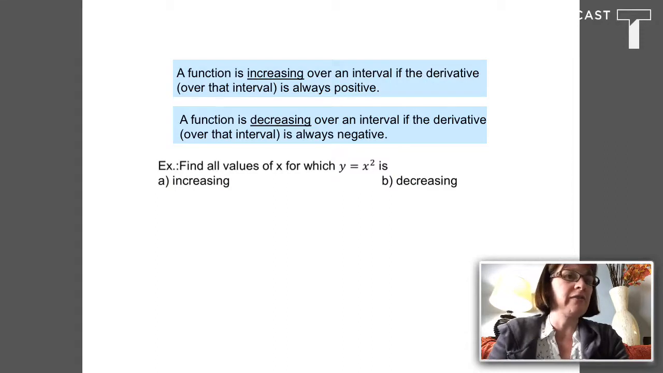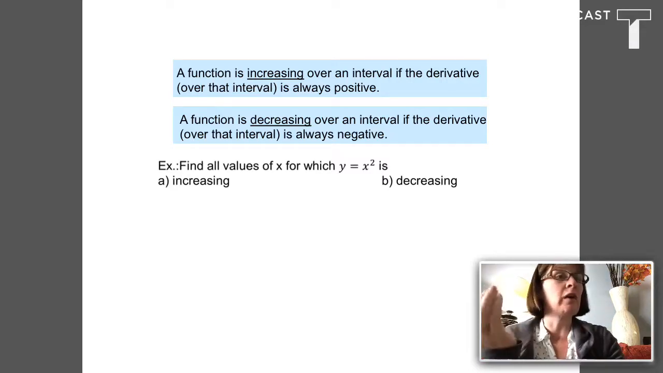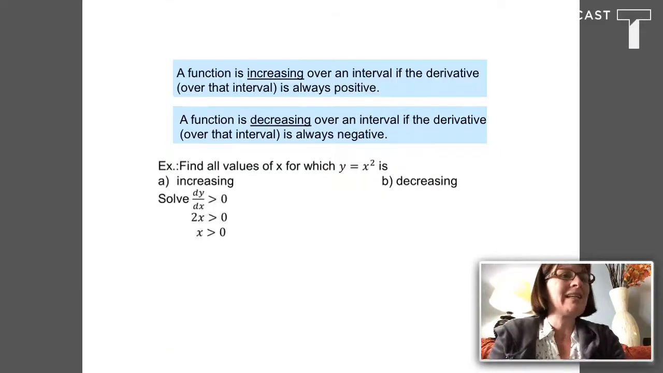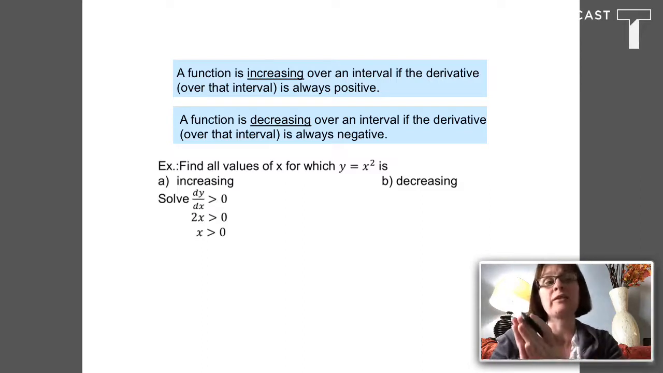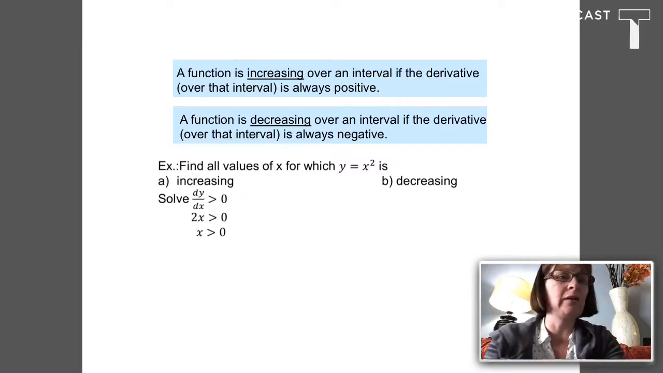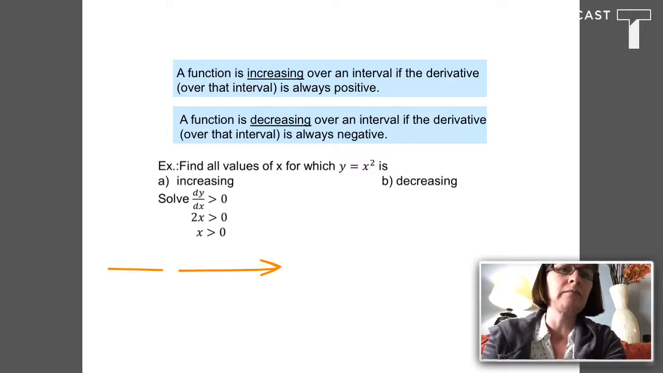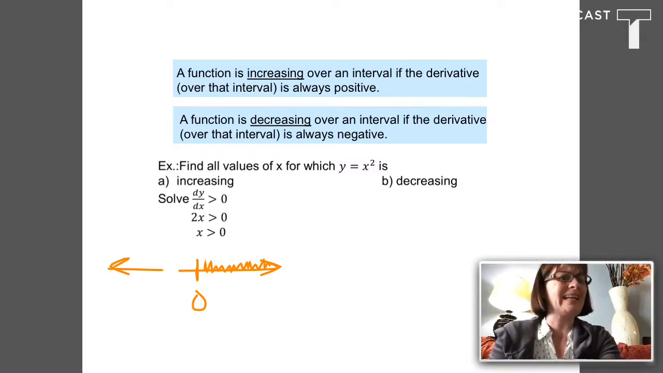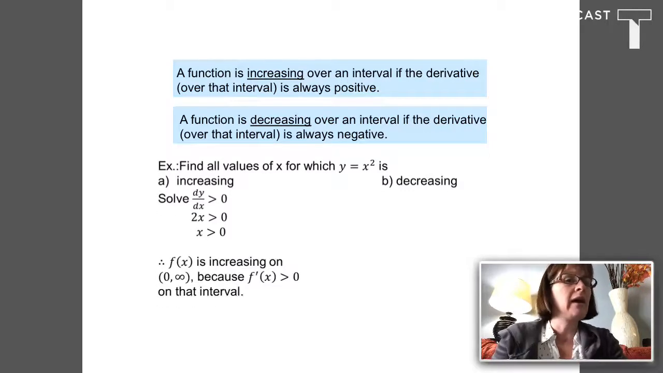Can I find all the values of x for which y equals x squared is increasing? Well, this is what we just learned. We want to solve the inequality dy dx is greater than 0. That will tell me anywhere that f is increasing because I'm going to find the places where the derivative is positive. The derivative of x squared is 2x, and when I solve this inequality, I could graph it on a number line. It's not required. X is greater than 0 means I'm going to mark 0 here, and I would shade everything over here. And you could have these two choices. You can give your answer in inequality notation, x is greater than 0, or you could write f of x is increasing on 0 to infinity using interval notation.